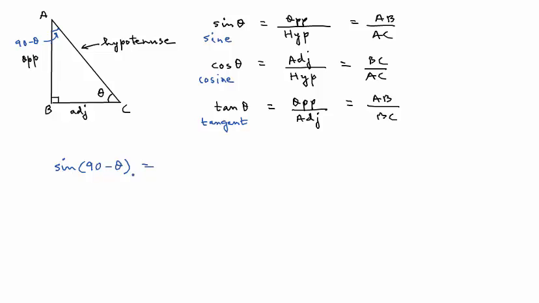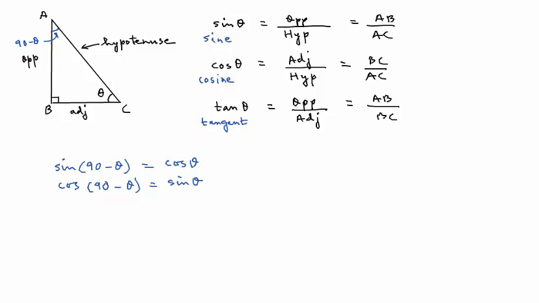And therefore sine 90 minus theta is actually equal to cosine theta, BC over AC. Similarly, cosine 90 minus theta is equal to sine theta.